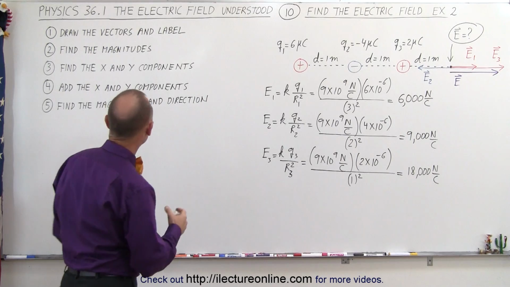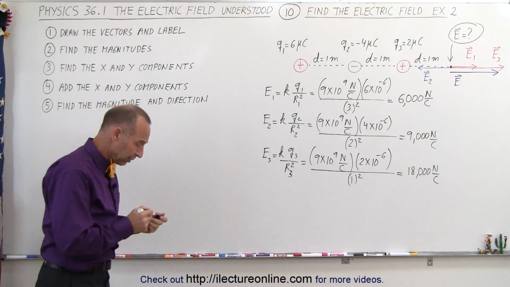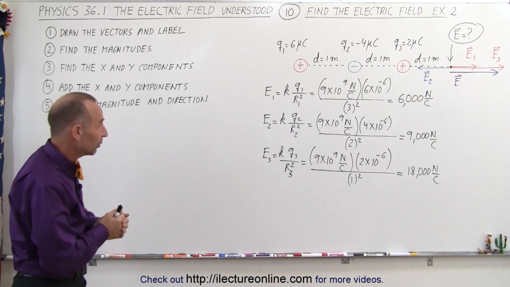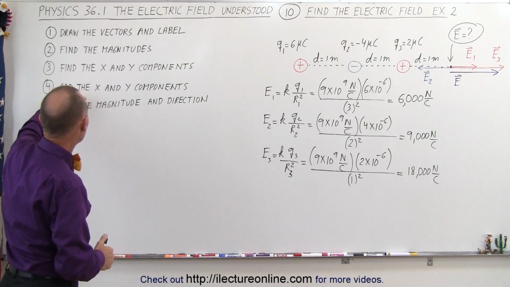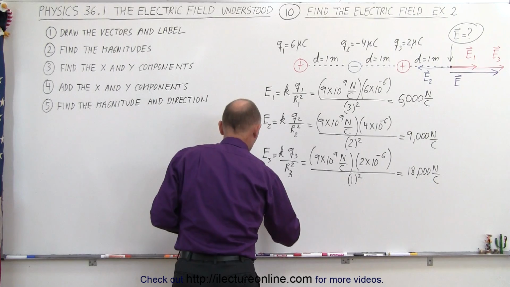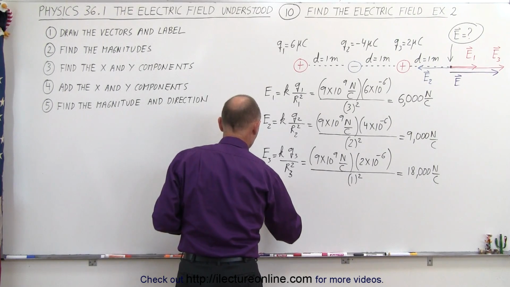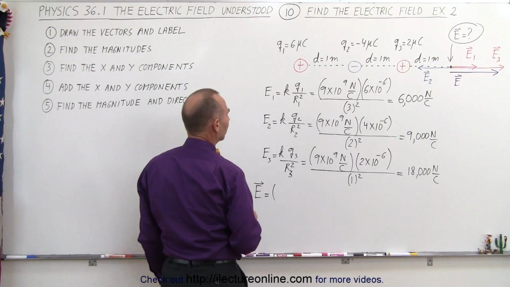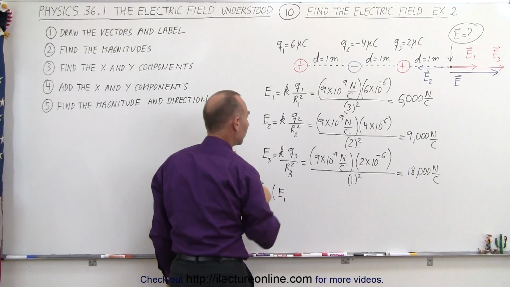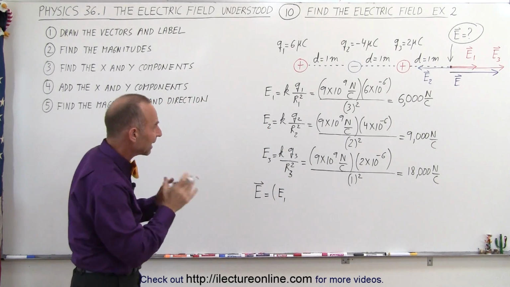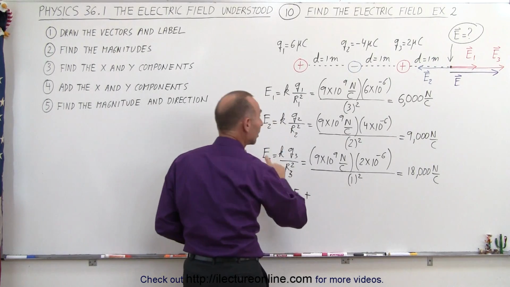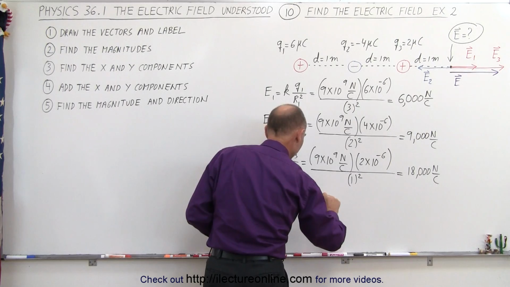Now we're ready to do the next step, find the x and y components. Of course, since all of them are pointing in either the positive or negative x direction, we don't have to do that. They're all x components. So then we go to the fourth step, add the x and y components together to find the total, or the net electric field. So the electric field is equal to, in this case, E1 is pointing in the positive direction, so that's a positive E1. E2 is pointing in the negative direction, so this is where you actually take care of the sign. So here you're going to subtract E2 and add E3 because that's also pointing in the positive x direction.